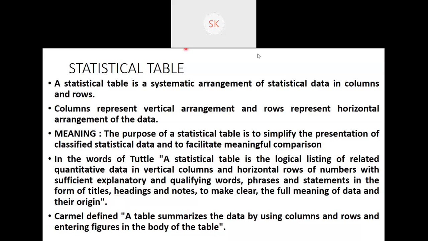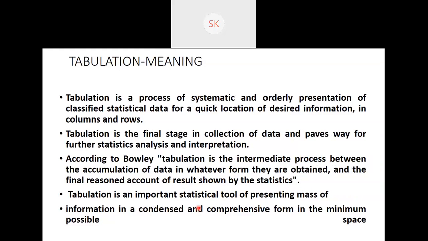Okay, did you all understand this slide completely about statistical tables? Anybody has doubt in this? Yeah, okay, so no doubt, everybody understood.